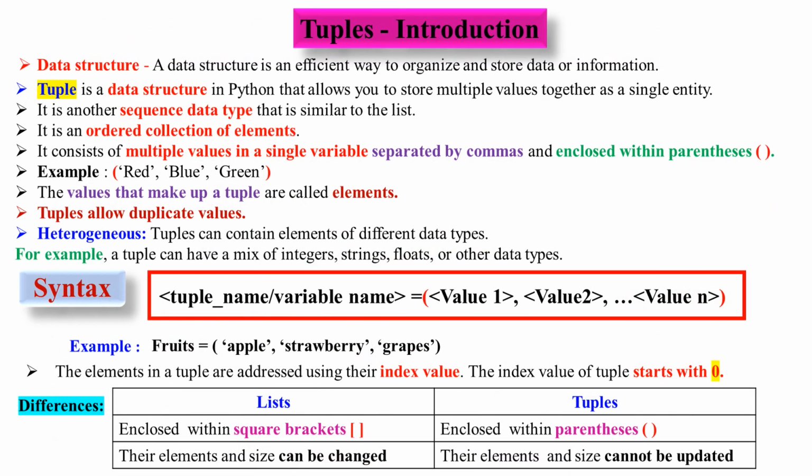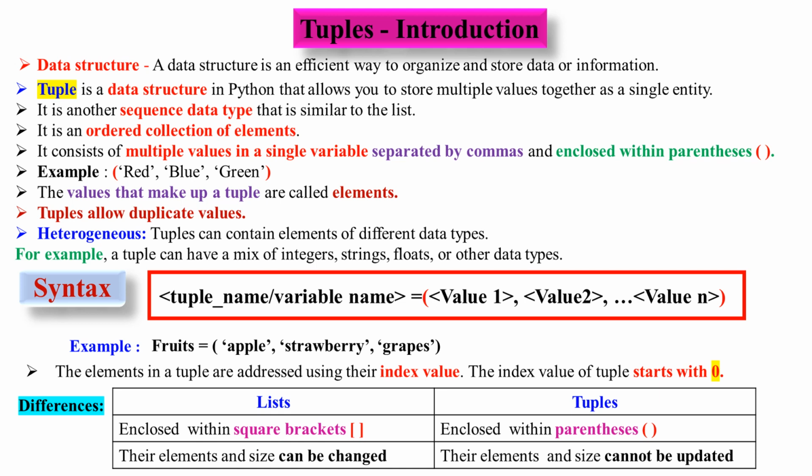Let's learn about tuples in Python. What do you mean by the term data structure? A data structure is an efficient way to organize and store data or information. We have learned that lists are data structures that store related data items. Now, we are going to discuss another Python sequence, tuples.